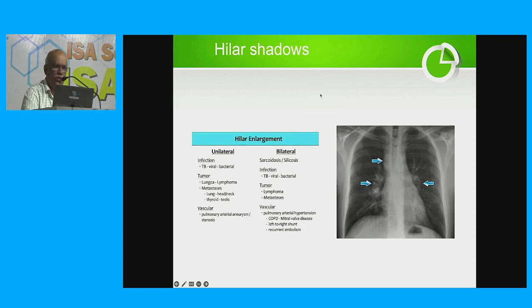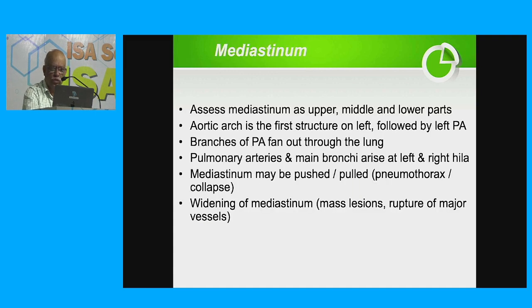So hilar shadows, unilateral, bilateral. There are so many differential conditions. I am not going into details. It can be tuberculosis, tumors, vascular causes, sarcoidosis, infections, and all those things. And if there are any mass lesions seen, always go for a lateral view or a CT scan.